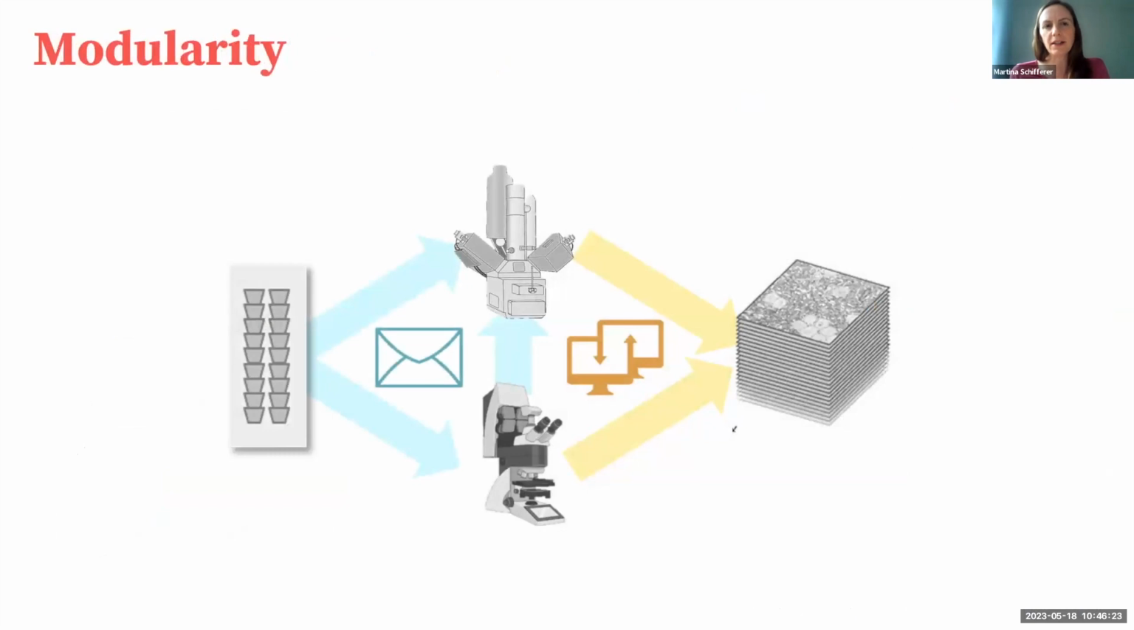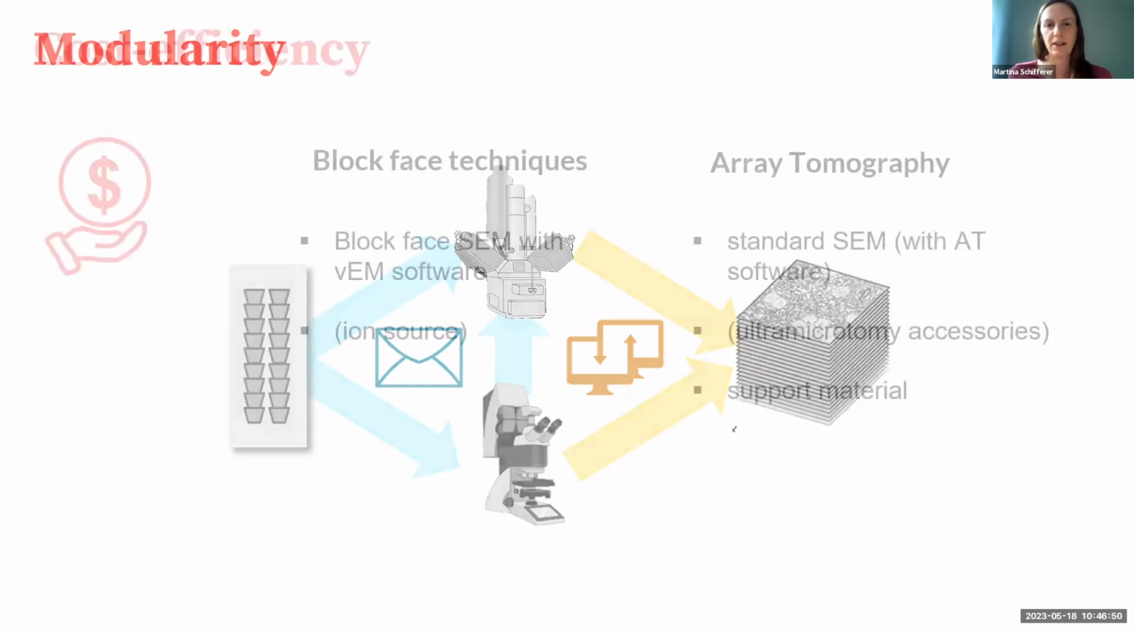Then the next advantage, which I think has not been used extensively so far, is that it's very modular. So I think I heard from the Allen Institute that you're also shipping samples, but in principle you can generate the samples in one lab, you can image them in another lab, and of course do the image analysis in a third lab. And especially for small facilities, this has a lot of advantages.